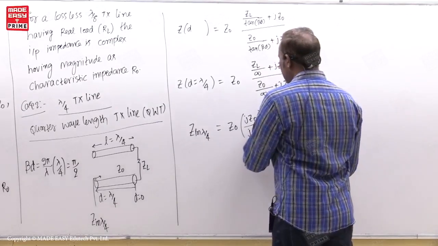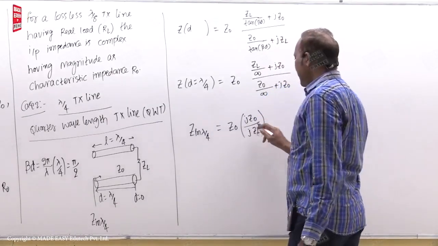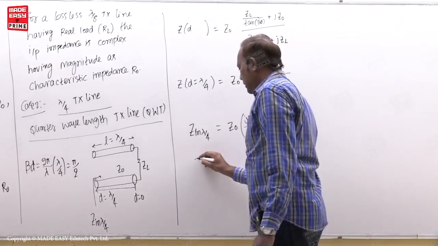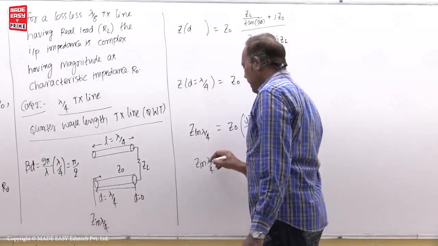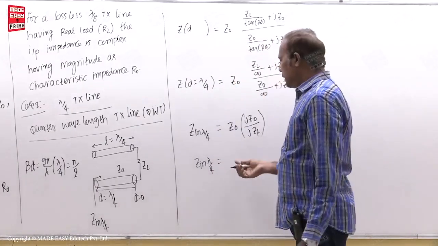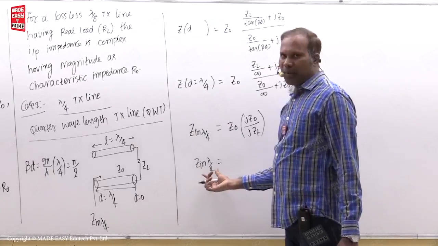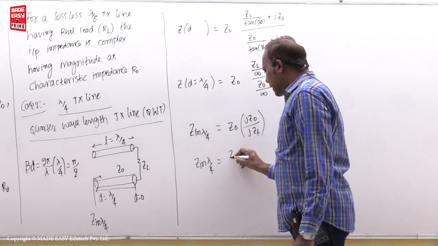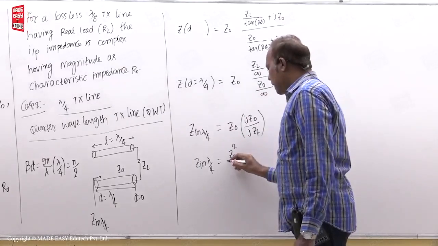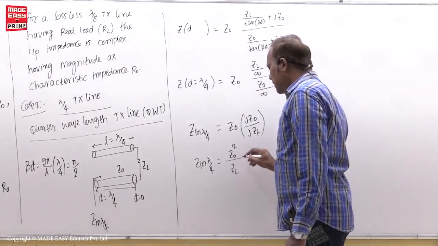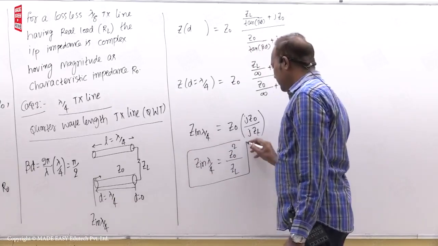So here the j's cancel, and you get Z0 square by ZL. So this is the Zin of lambda by 4. In examination you get this many times, students. So what is the input impedance of a lambda by 4 transmission line? The characteristic impedance of the transmission line squared, divided by the load impedance of this transmission line. This is very important.